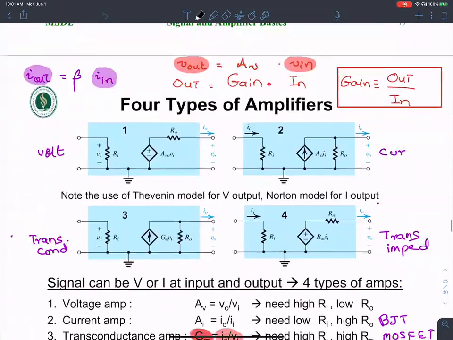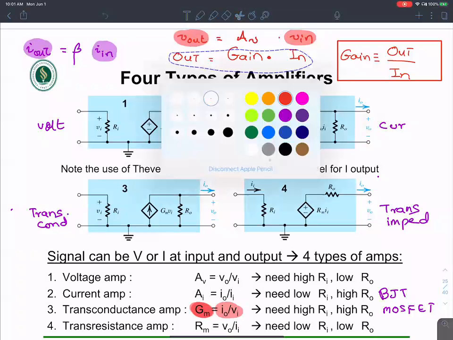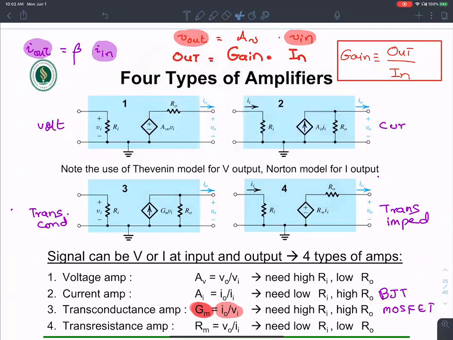Then we talked about the four different types of amplifiers. For all the four different amplifiers, I mentioned the governing equation is this guy. Output is gain times input. Depending on what the input variable is and what the output variable is, we have four different kinds of amplifiers. If both the input and the output are voltage, like in figure 1, then we have a voltage amplifier.